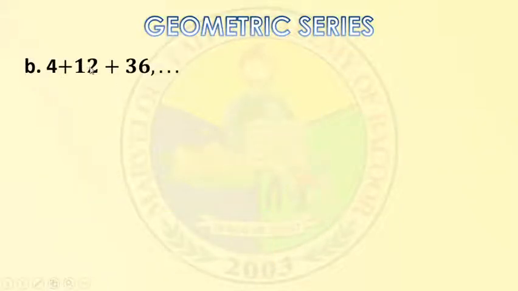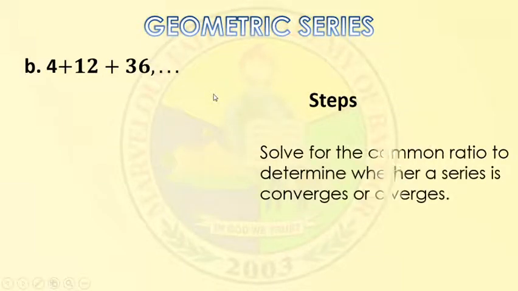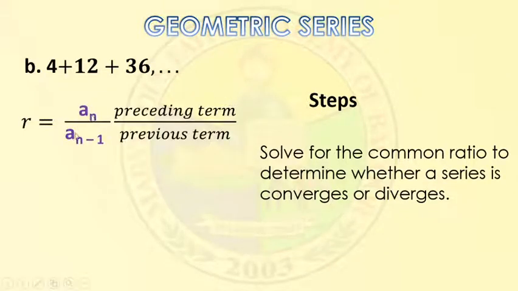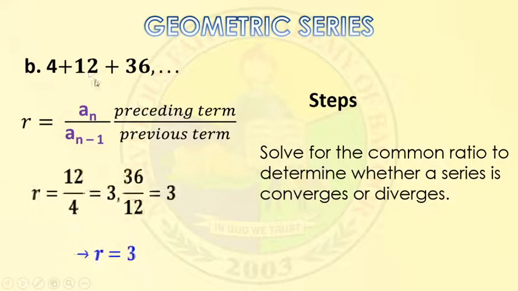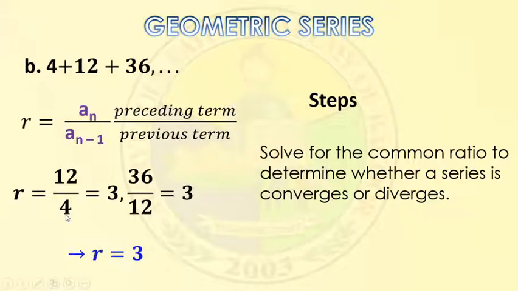Okay, so 4 plus 12 plus 36. So the first thing that we're going to do is we need to find the value of the common ratio. In finding the value of the common ratio, we're going to use the formula a sub n over a sub n minus 1, or yung pinakamadali, preceding term over the previous term. So we have 12 is the preceding term and 4 is the previous term. 12 divided by 4, the answer is 3. 36 is the preceding term and 12 is the previous term. 36 divided by 12, the answer is 3. So we have the value of common ratio equals 3.